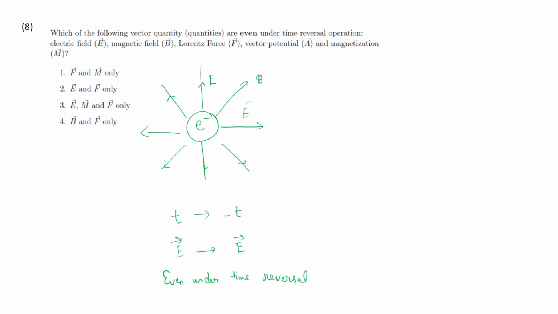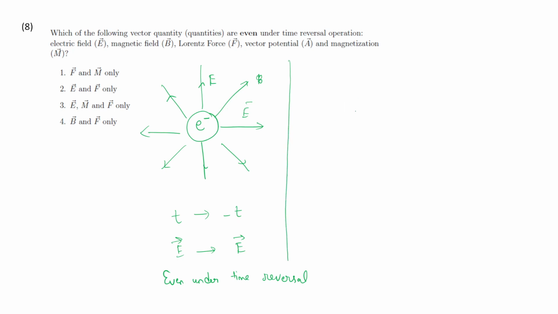Imagine this as taking a video of the electron and its electric field and playing it backwards. If you take a video of the electron, it is stationary, and you play that video backward, it is still stationary. So the electric field will be the same. The electric field is even under time reversal.